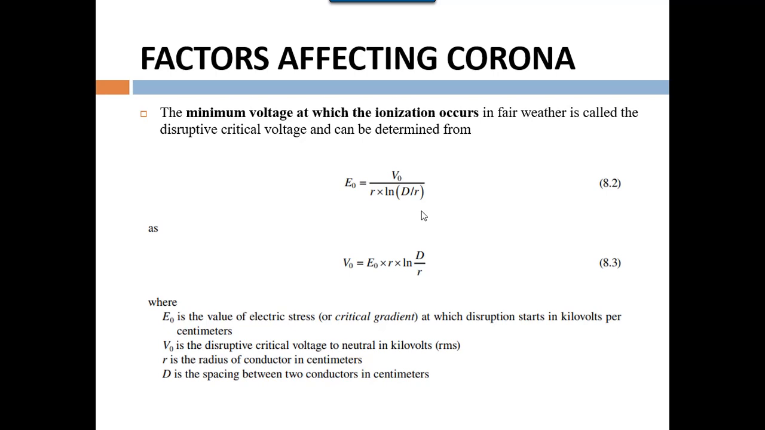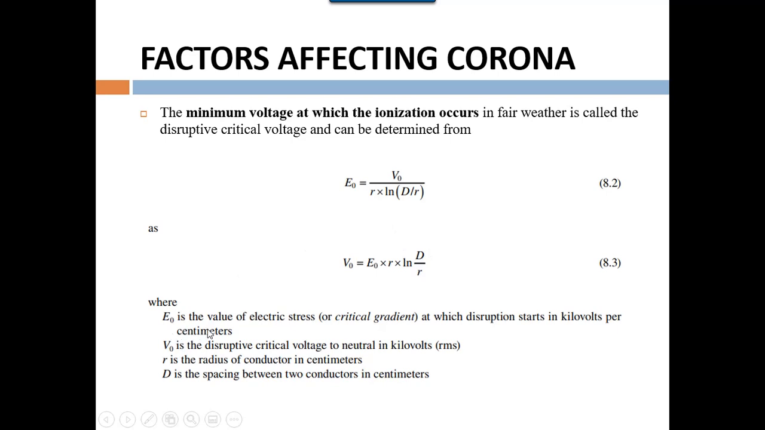breakdown strength of air is inversely proportional to temperature. Now the second formula: the minimum voltage at which ionization occurs in fair weather is called the disruptive critical voltage, and it can be determined as follows. E naught is equal to V naught divided by R into natural log D by R, and V naught is equal to E naught into R into natural log D by R. So what is E naught?